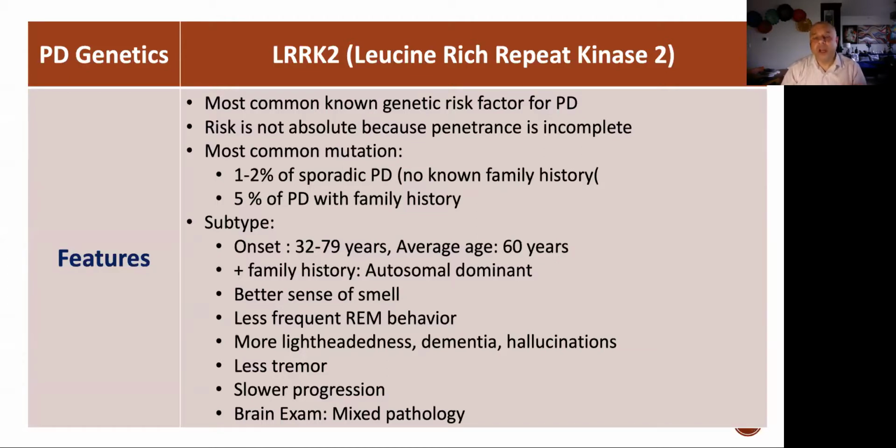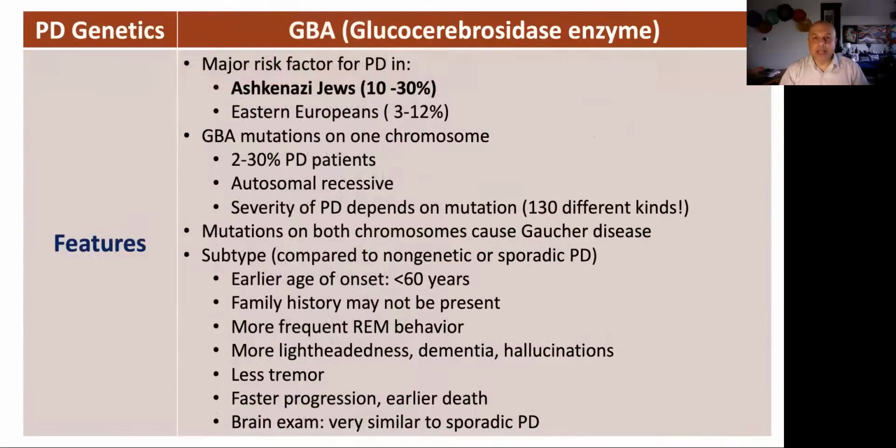And that becomes important because that tells us that the LRRK2 mutation causes changes in the brain differently than in people without a known genetic cause, which is sporadic Parkinson's disease. How about GBA? This is that other gene that has really gained prominence at the national stage of Parkinson's disease research over the past 10 to 15 years. It was first determined in Ashkenazi Jews that there's a 10% to 30% chance of developing Parkinson's disease because there's a large number of folks who are Ashkenazi Jews who have the GBA mutation. Eastern Europeans at about 3 to 12%.